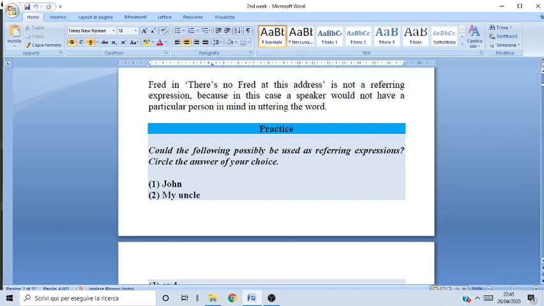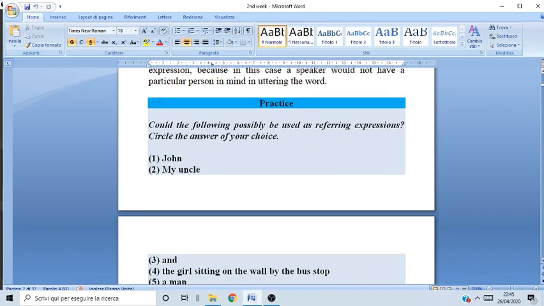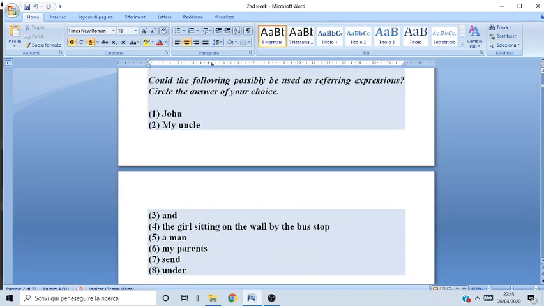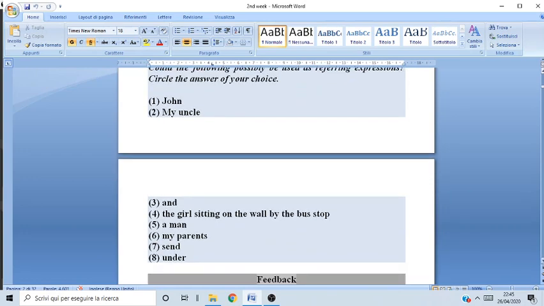Practice. Could these words or set of words be used as a referring expression? John, my uncle, and the girl sitting on the wall by the bus stop, a man, my parents, send, or under.